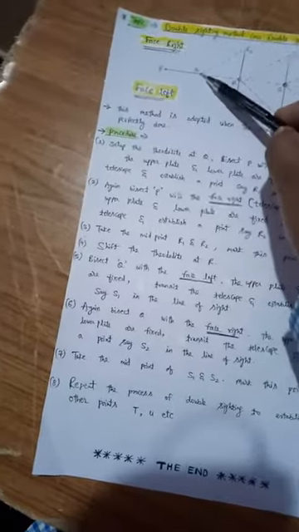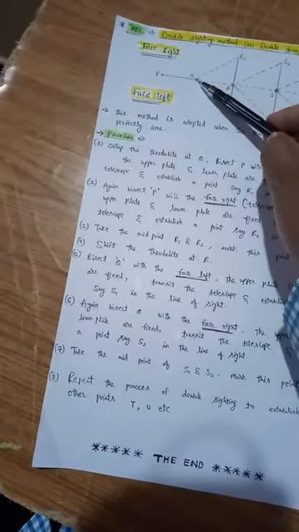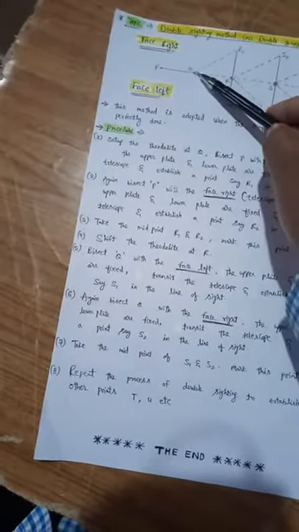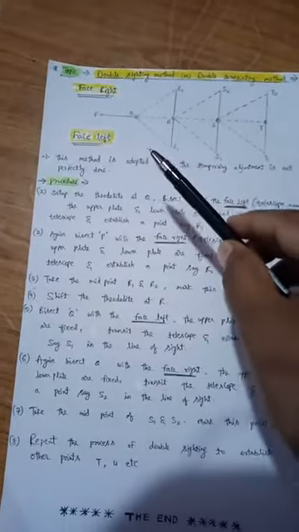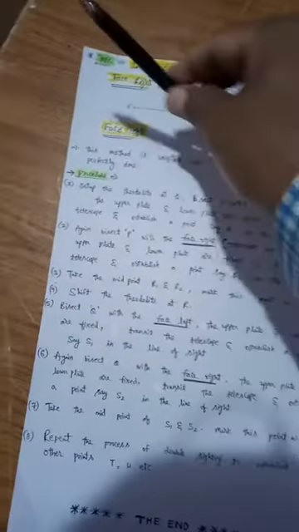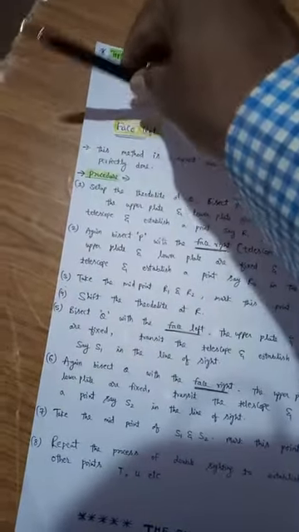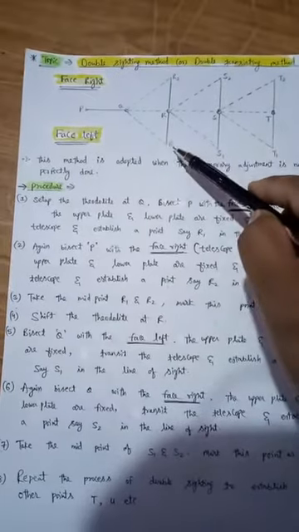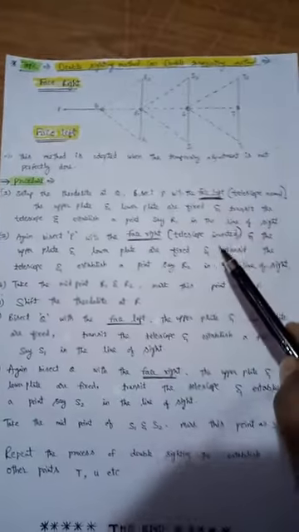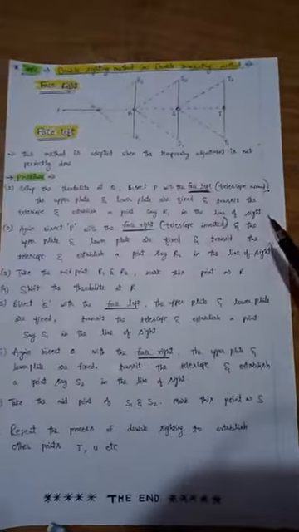The instrument is established at Q, then temporary adjustment will be done. Then after that we bisect P. Due to improper temporary adjustment, after transiting we will get R1 in the line of sight.